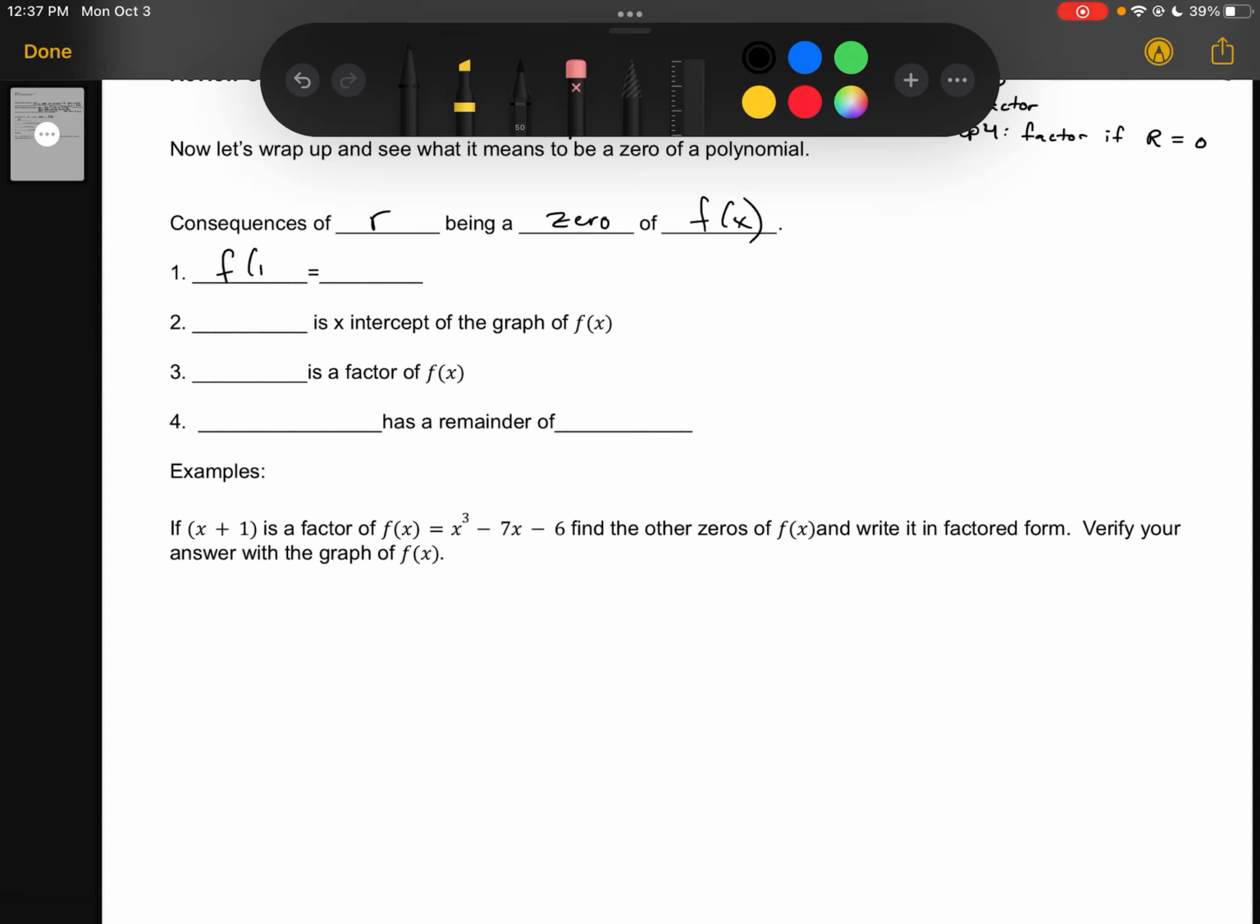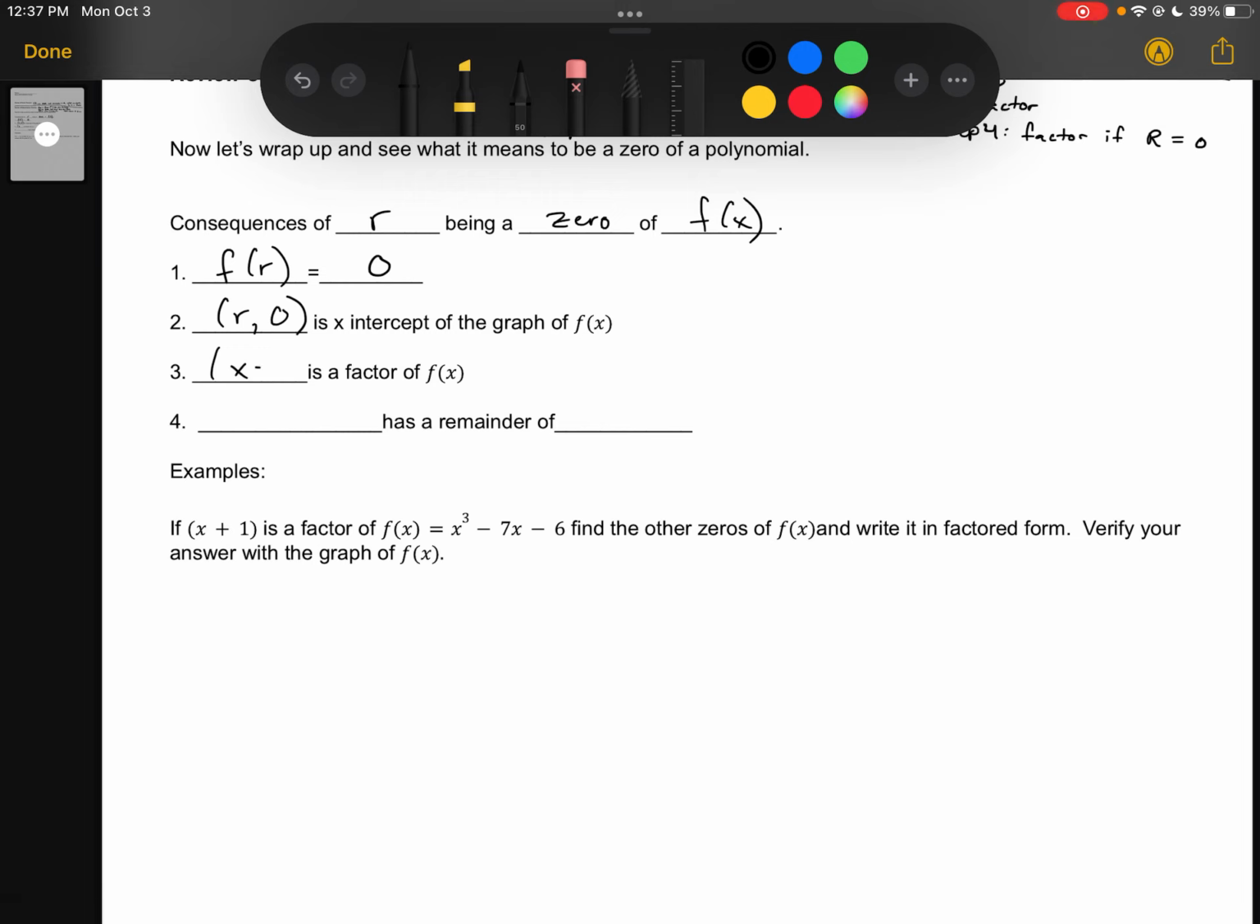So the first thing is that if we plug r into the function, we have a remainder of 0. So that means that the function must equal 0. That must be true. Second, r, the term. So if we go r to the left or right and then up or down 0, that must be an x-intercept on the graph. So if we're looking at this on the graph, it must touch the x-axis at this point.